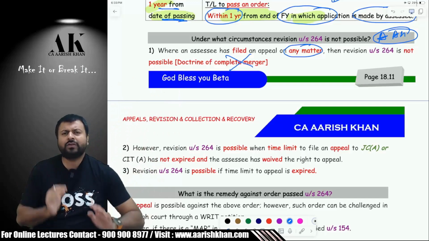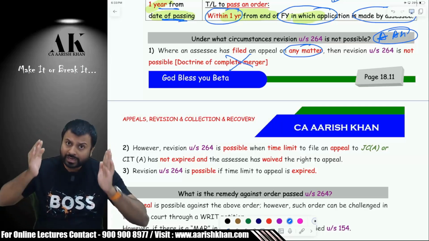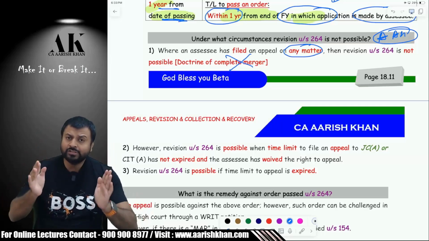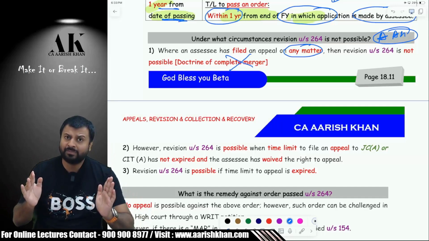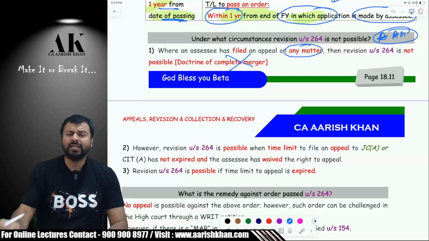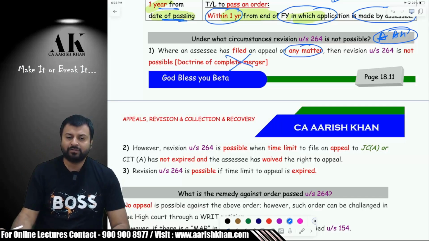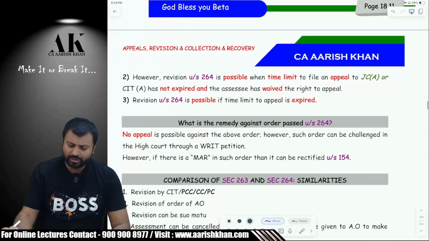Now, but I want to go for a revision within this 30 days only. You can go for revision before expiry of the time limit for appeal, but you have to file a waiver for filing an appeal. You have to give an undertaking that I waive the right to appeal. Only then can you go before the expiry of the time limit of appeal. Once the time limit of appeal is expired, then you are free. You can go at any time after that.